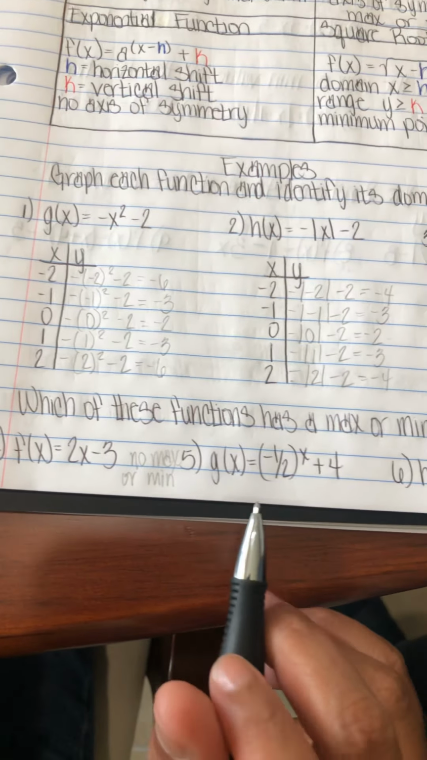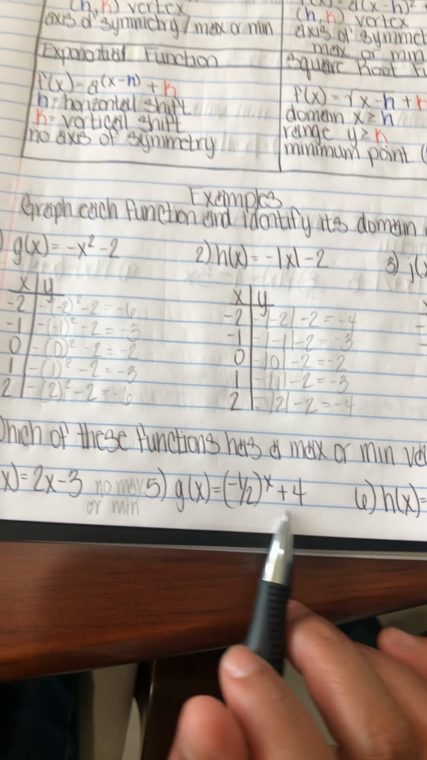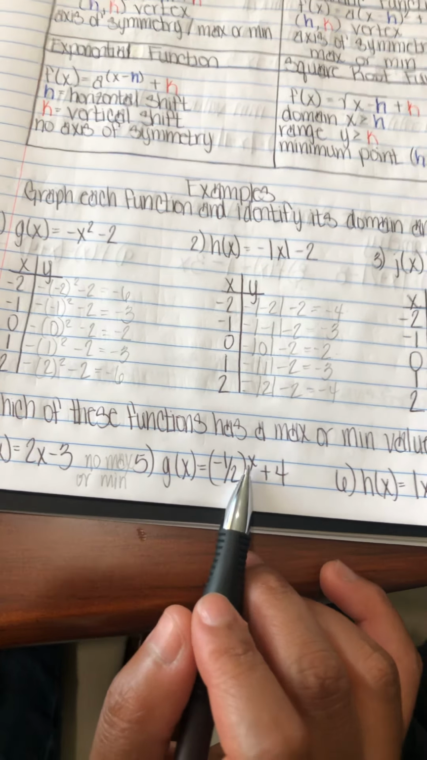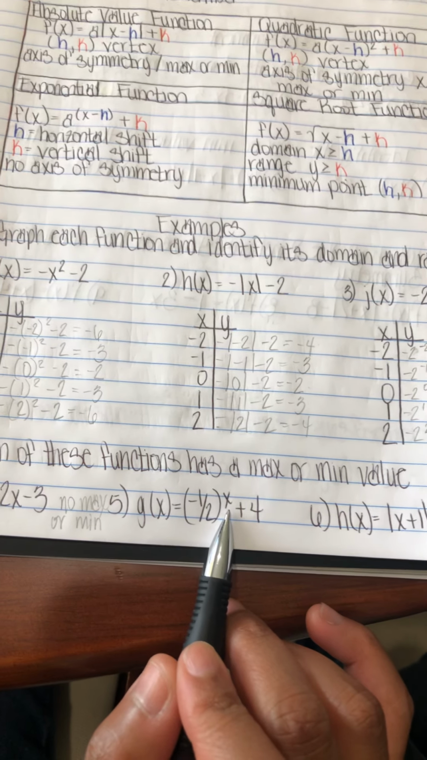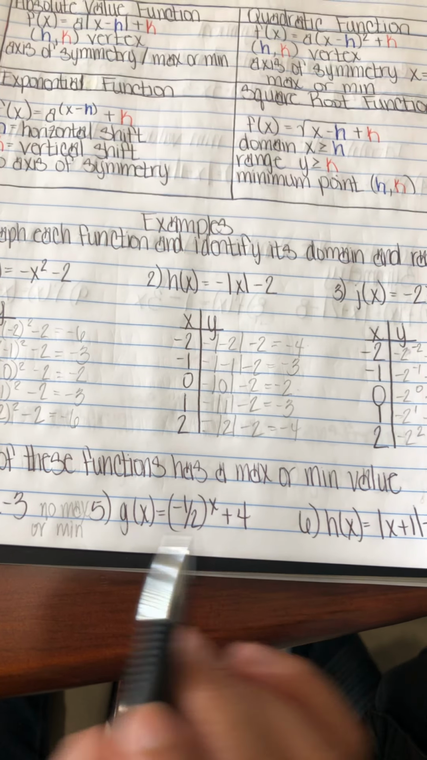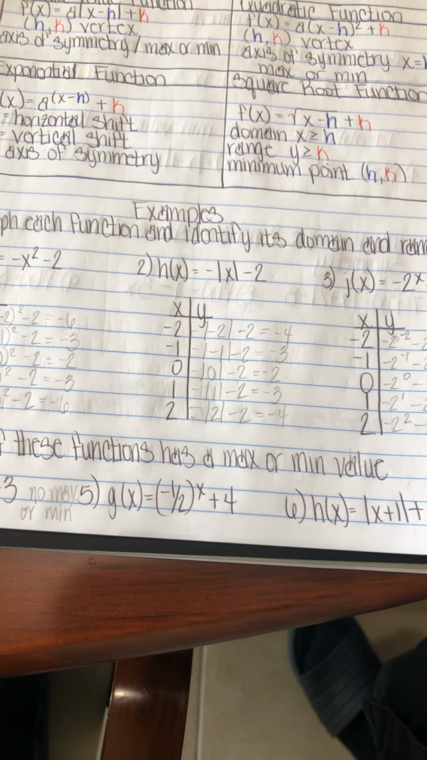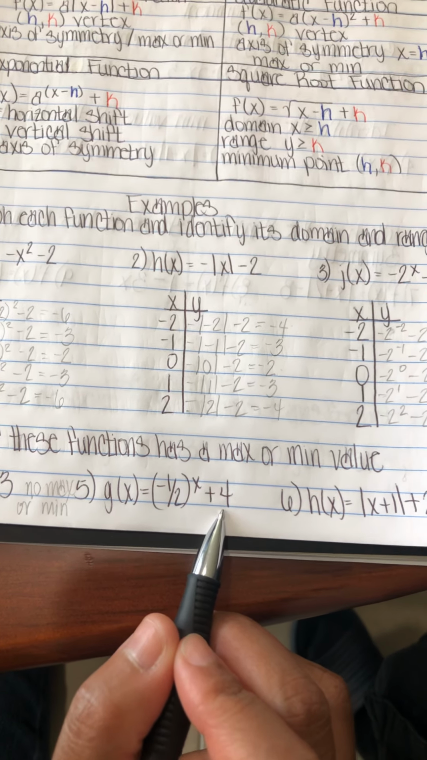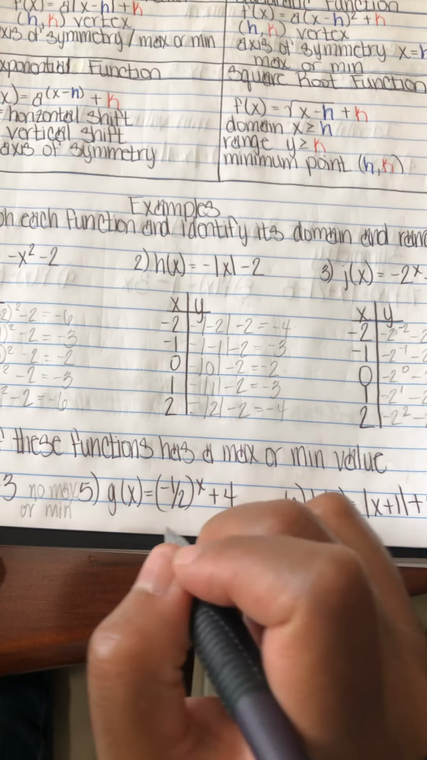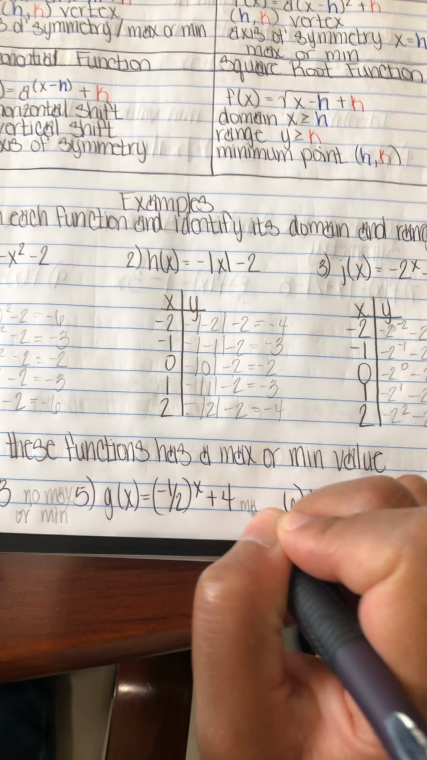All right, for the next one, when it looks like this, remember when you have it raised to the x power, that means it's exponential. Exponential means that the biggest number that you could go up to will be your 4. So my maximum value here will be 4.